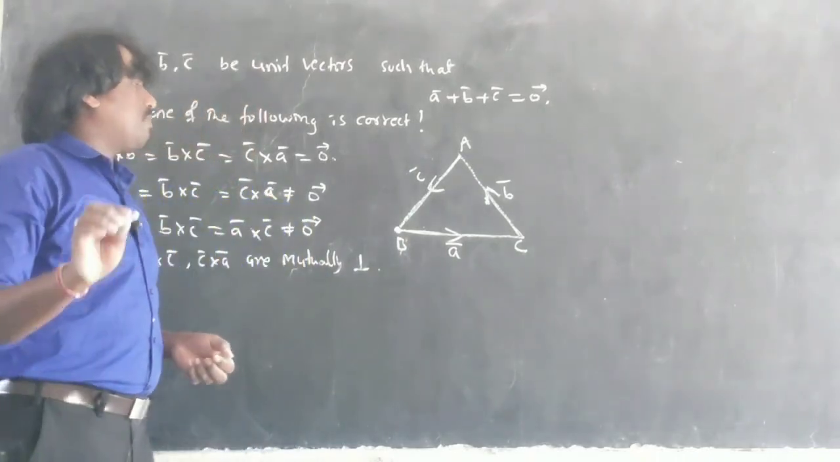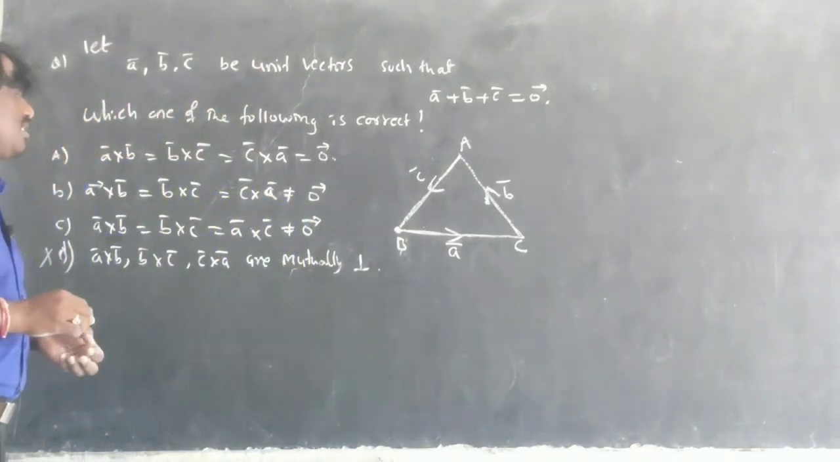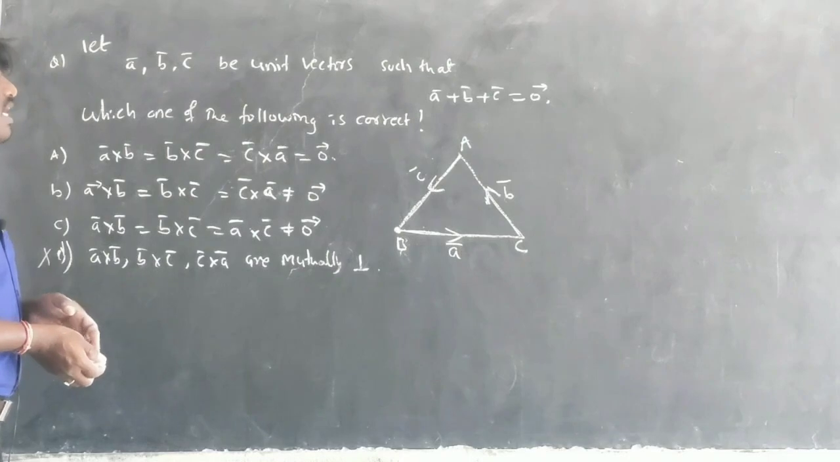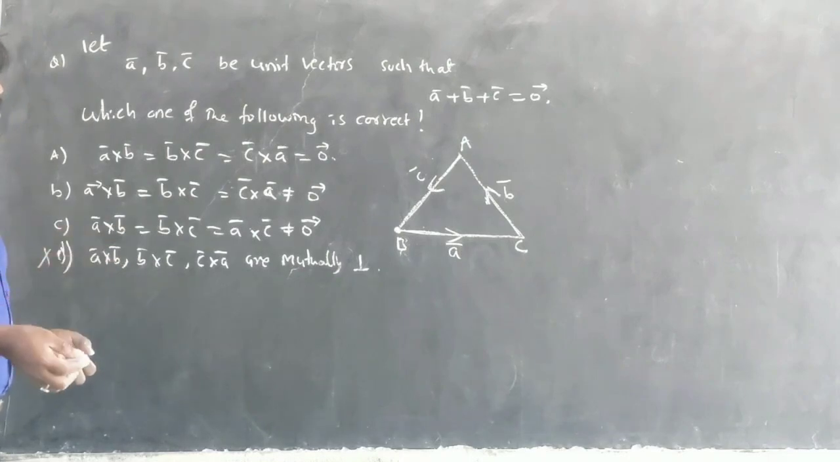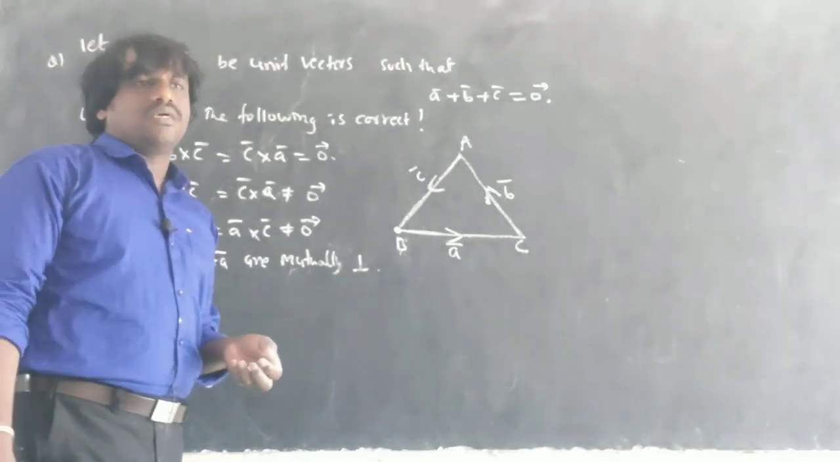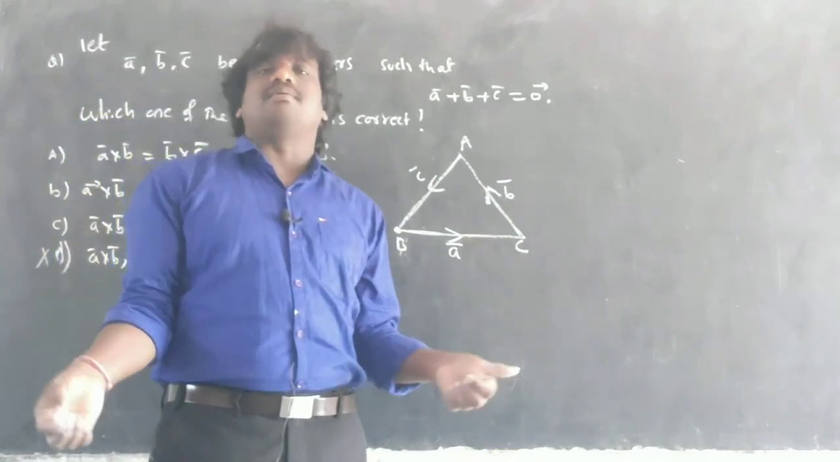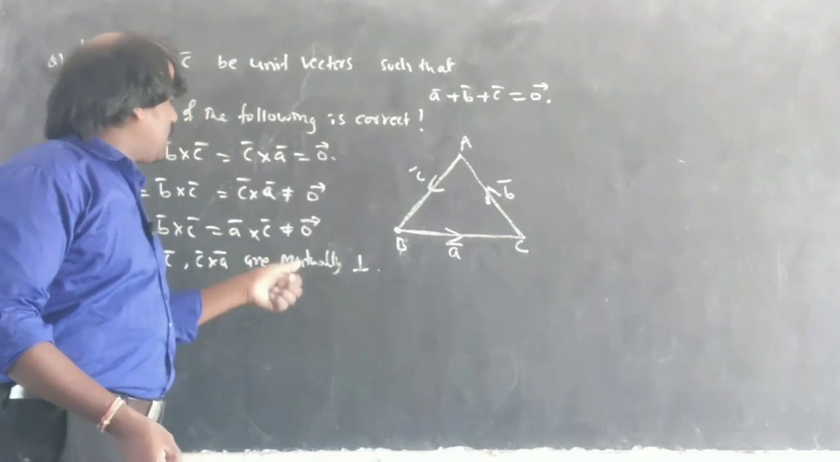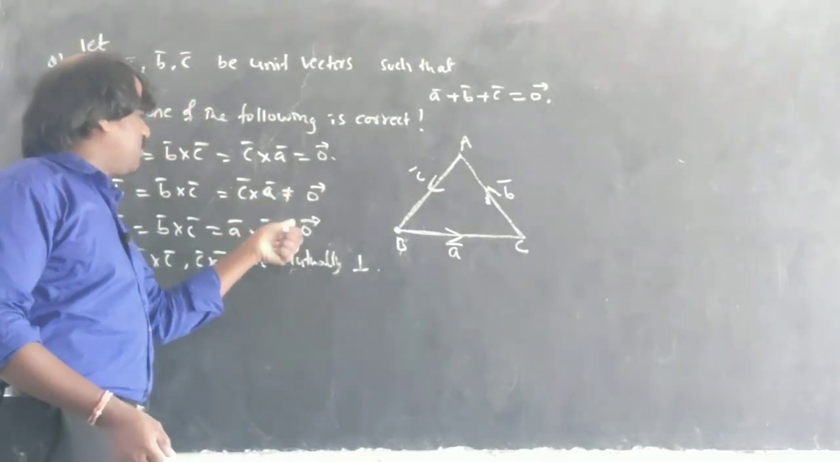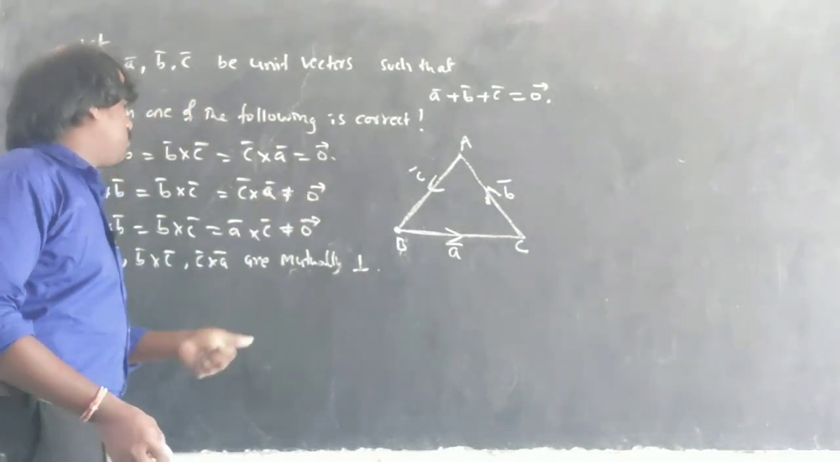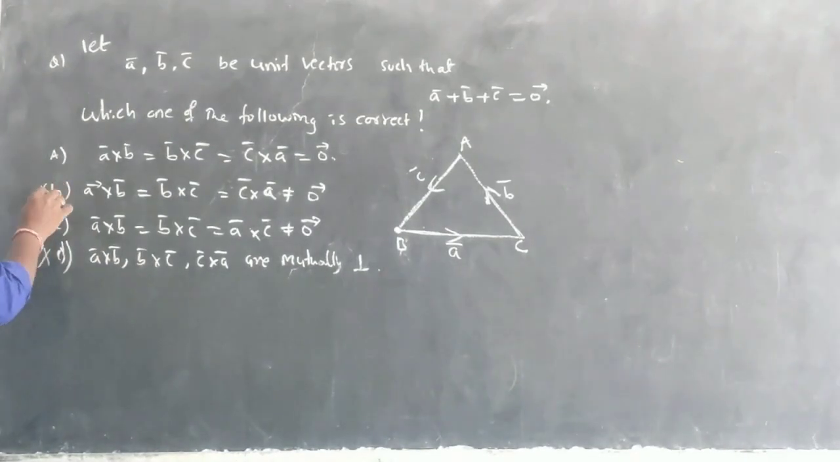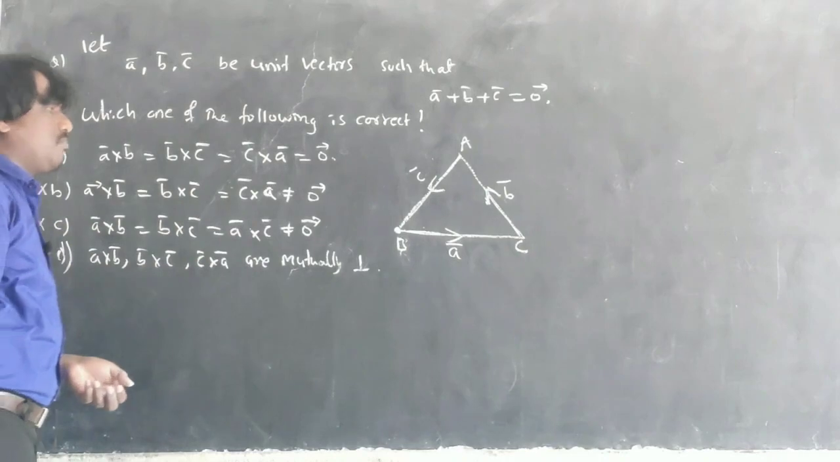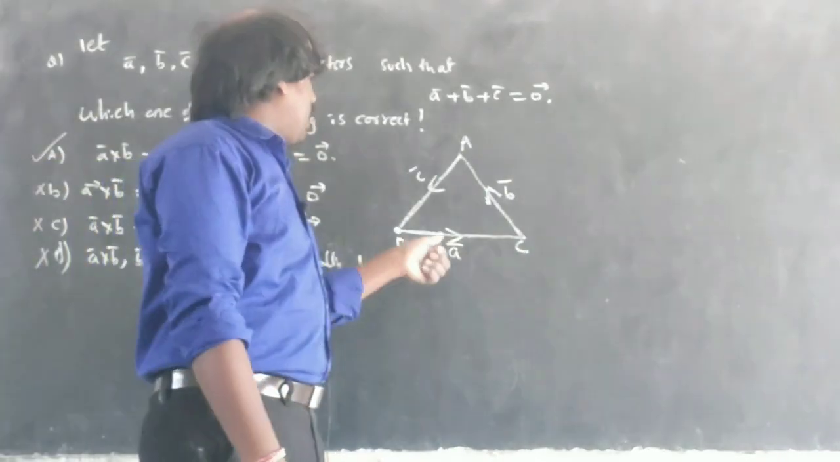If they are parallel, now let us see another way. Suppose they are parallel, then A cross B will be what? A cross B will be 0, B cross C will be 0, C cross A will be 0. But in these two options, they have given not equal to 0. So this option is wrong, this option is wrong, and this will be right. That's it, very simple. But I'll show you, right? And this is very simple.